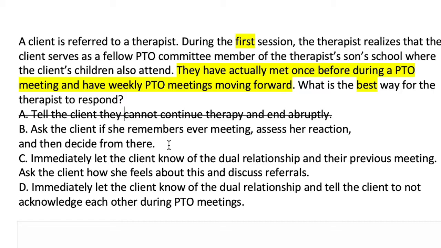Option C, immediately let the client know of the dual relationship and their previous meeting. Ask the client how she feels about this and discuss referrals. So if we're comparing option C to option B, we see that in option C, we're allowing the client to know about it right away. We don't want to hide these sorts of things from the client. To ask the client if she ever remembers meeting and assessing her reaction is taking a more passive route. And in therapy, we don't want to be passive. We definitely want to address concerns up front. And this is really good for mirroring and modeling.